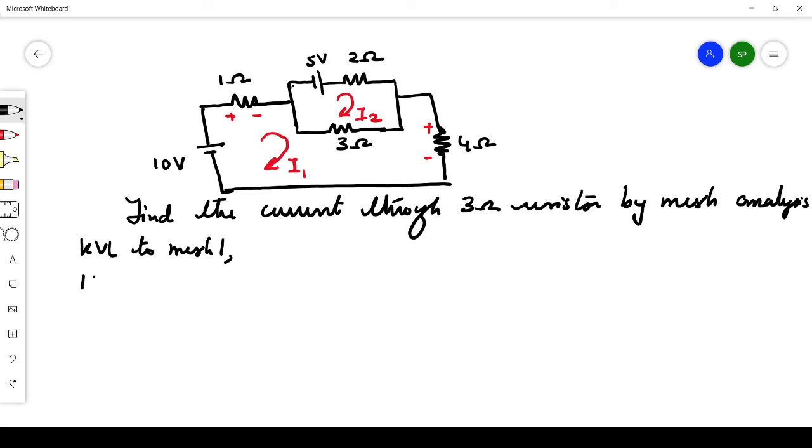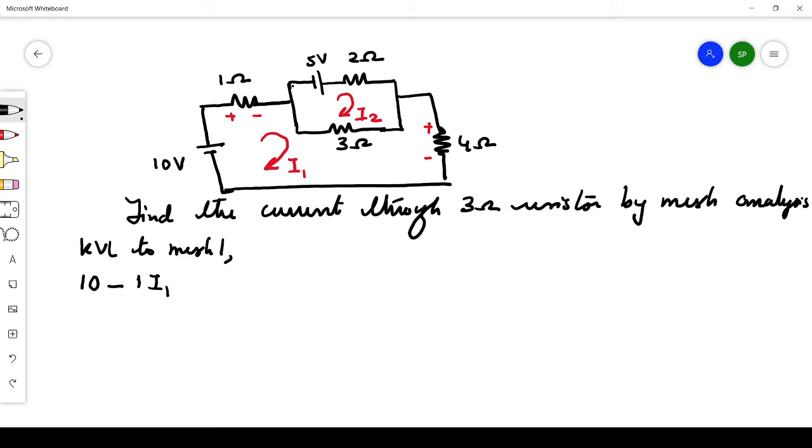So 10 volt, then minus the drop across this 1 ohm resistor, which is resistor into current, so 1 into I1. Then we come to the 3 ohm resistor. When you look at this 3 ohm, there are 2 currents passing through it, one is I1, one is I2. You can see I1 is in clockwise direction and I2 is also in clockwise direction.